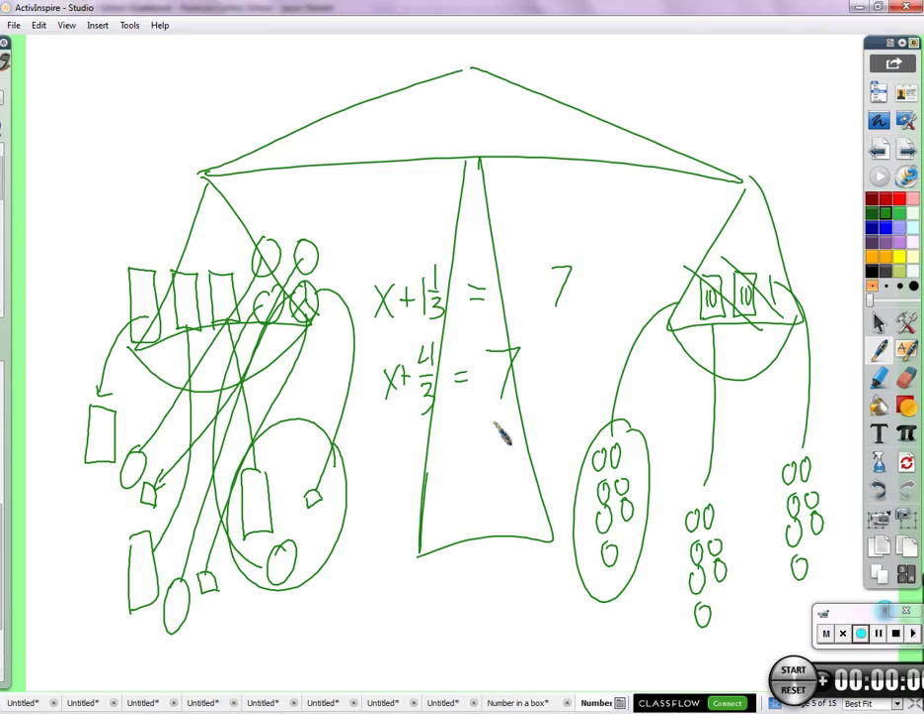How would you get the x by itself on this side? There's just 1x plus 4/3. Do I want this plus 4/3? There's only 1x. You just put it for 1. Okay, 1x. What about this 4/3?